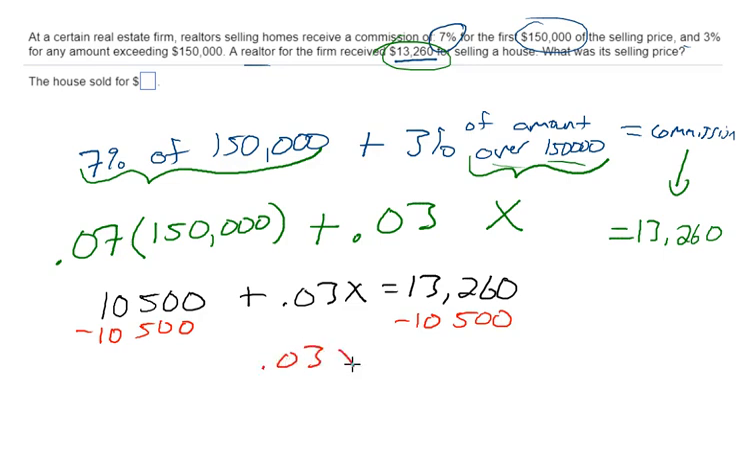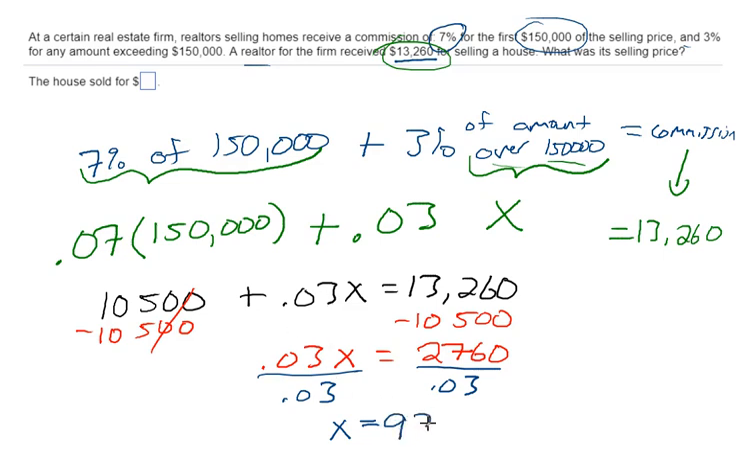And I'll get 0.03x. Right, this is going to cancel out. And so I'll get 13,260 minus the 10,500 leaves me with, I probably could have done this in my head if I tried, but using my calculator, $2,760. And then we'll divide by 0.03, which is going to make this a fairly big number here. So we'll divide by 0.03 and we'll get 92,000. Right. So we get 92,000 as our value for X.